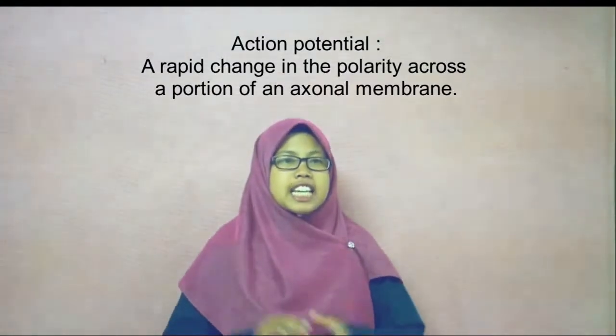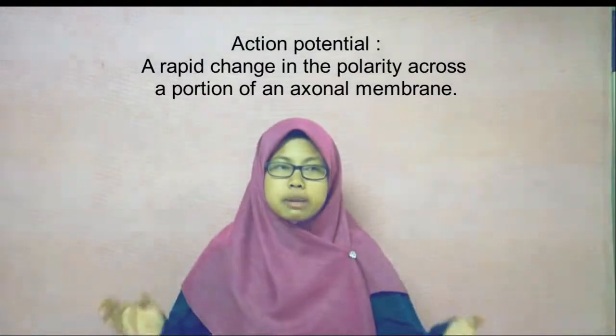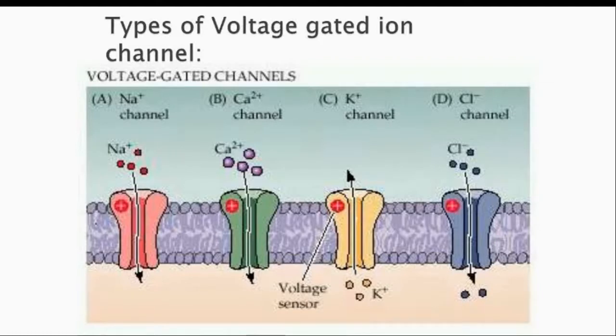Action potential is a rapid change in polarity across a portion of external membrane as the nerve impulse occurs. Protein line channels in the external membrane will open to allow either sodium or potassium to pass through. These are sodium and potassium gated ion channels. There are 2 phases in the action potential. The first phase is depolarization phase. The second phase is repolarization phase.